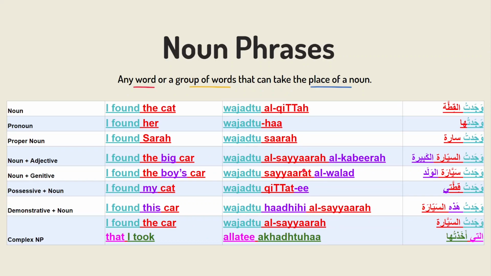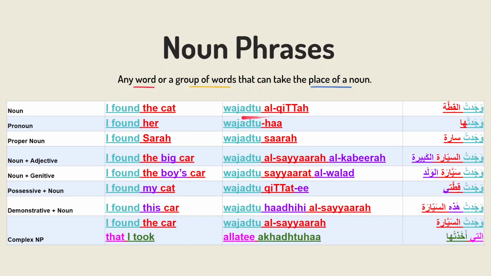And then let's see another group of examples, and in this case where we find the noun phrase in the position of an object. So in this case we can say something like I found the cat. So the cat here is the object, so the noun phrase here is in the object position. وجدت القطة. And then when we want to use a pronoun for it, in this case we use the object pronoun, which is more like a suffix, so it's added to the end of the verb. So I found her is وجدتها.